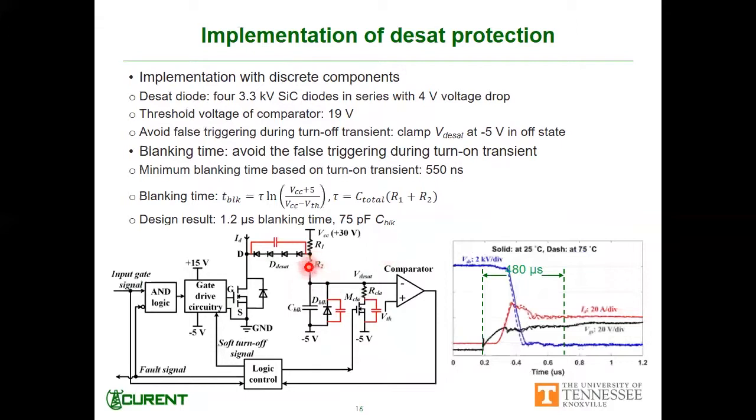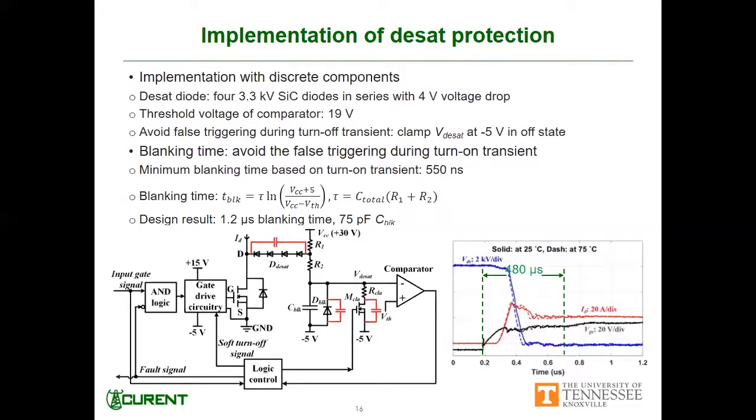We have the circuit to monitor VDS of the MOSFET, and that gives us the VDSAT voltage. Once the VDSAT exceeds the threshold voltage, which is 19 volts here, the protection is triggered. We clamp the VDSAT at minus 5 volts when the gate signal is low, so we can avoid false triggering during the turn-off transient. But we also need the blanking time to avoid false triggering during the turn-on transient. That's a big deal because it accounts for about 90% of the total response time. We need to select the blanking time based on the turn-on transient carefully.